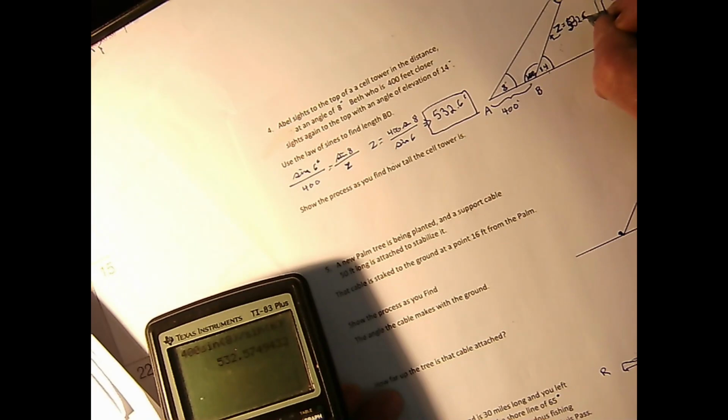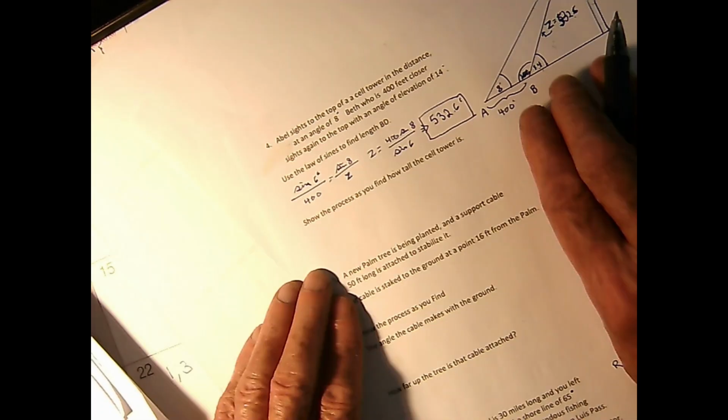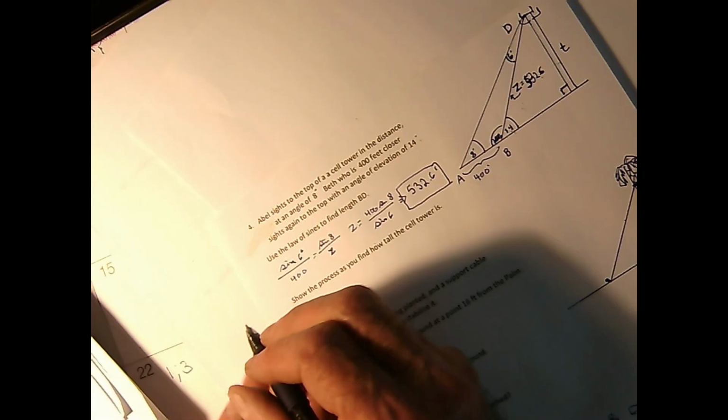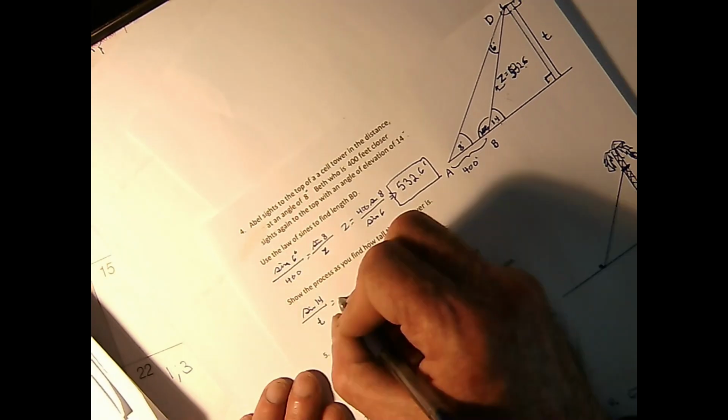What I tried to scribble right there: show the process you'd use to find how tall the cell tower is. Let me do that. I'm going to use right triangle trigonometry. But actually, no, let me just stick with the law of sines, although this is a right triangle. Let me show you a little something here. The sine of 14 is to t, the height of that tower, as the sine of 90 is to its opposite length, which is that hypotenuse, 532.6.